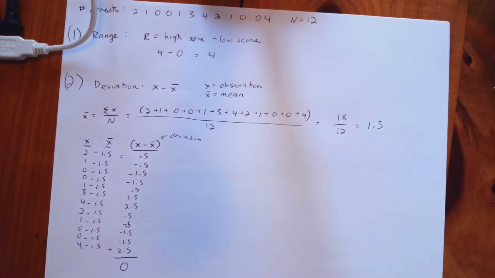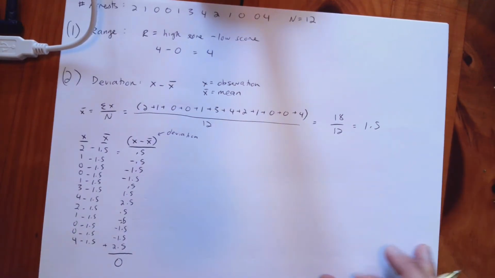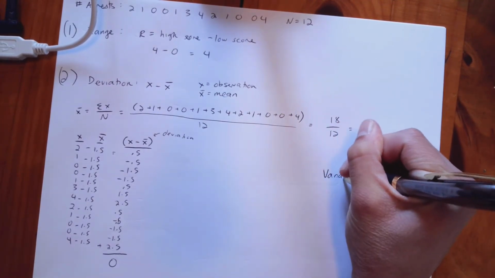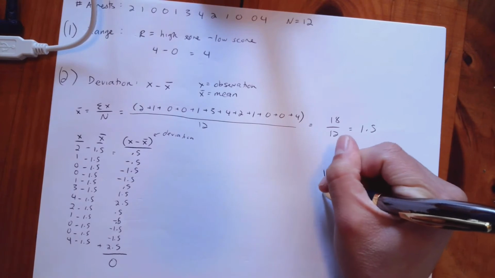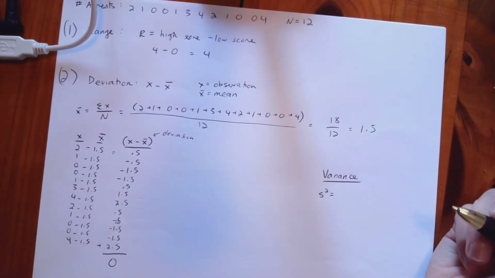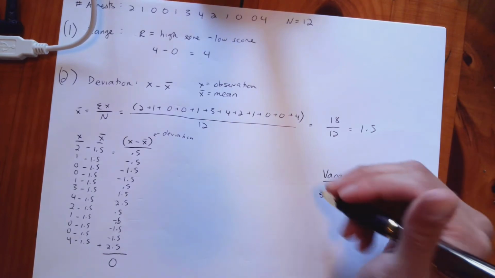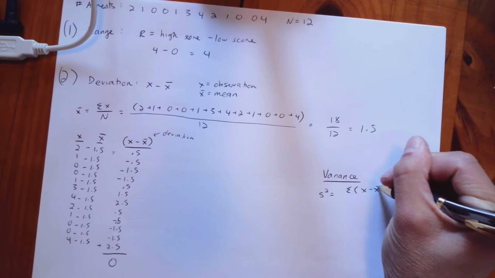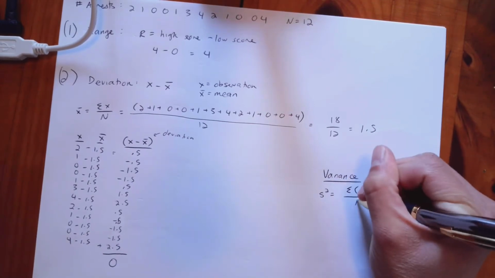So for the variance, I'm actually going to write the formula over here on the side, and you'll see why in a second. So our variance formula is going to be given like this. Variance we call s squared. And our variance is going to be equal to the sum of x minus x bar squared over n minus 1.